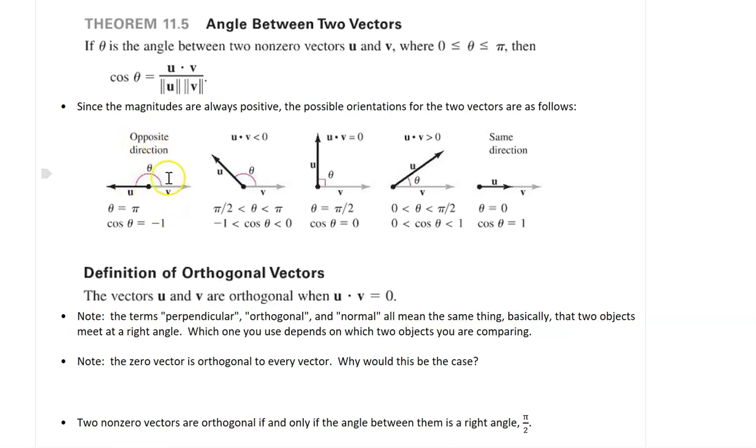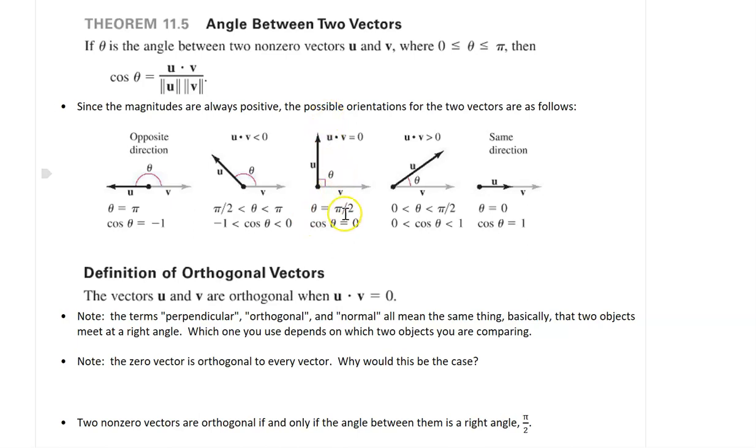Now since the magnitudes are always positive, the possible orientations for the two vectors are as follows. They could be opposite directions of each other, meaning there's a pi angle there, and your cosine of theta is -1. Theta could be between pi over 2 and pi, meaning it's one of those angles that's obtuse, and that is the cosine of theta between -1 and 0.